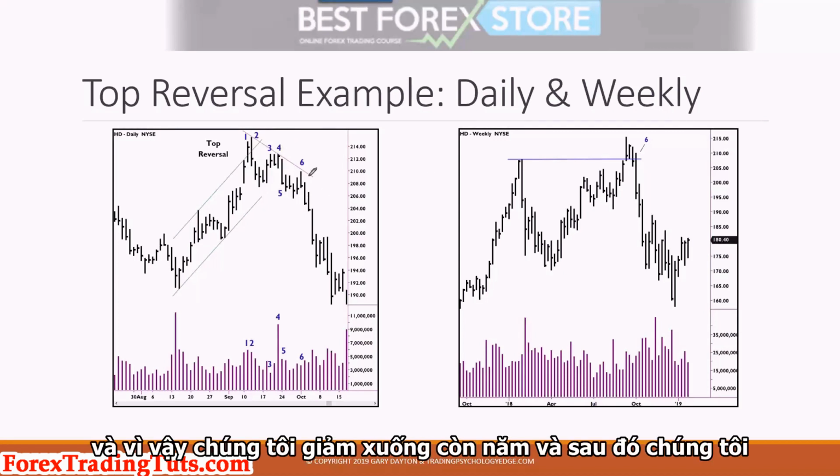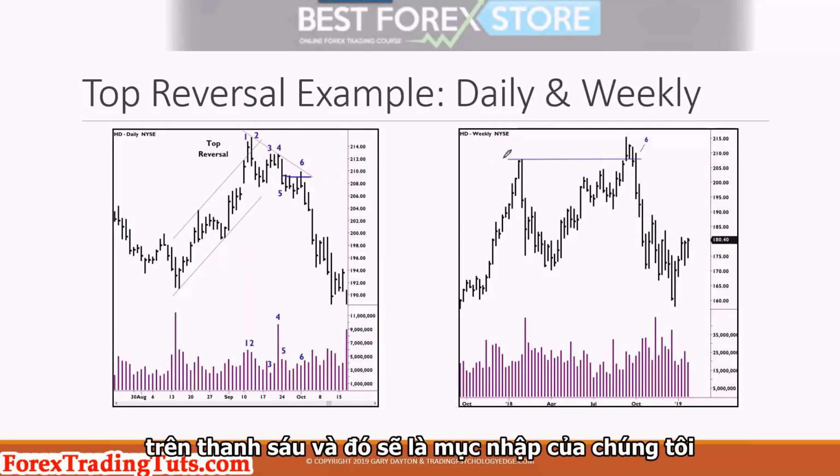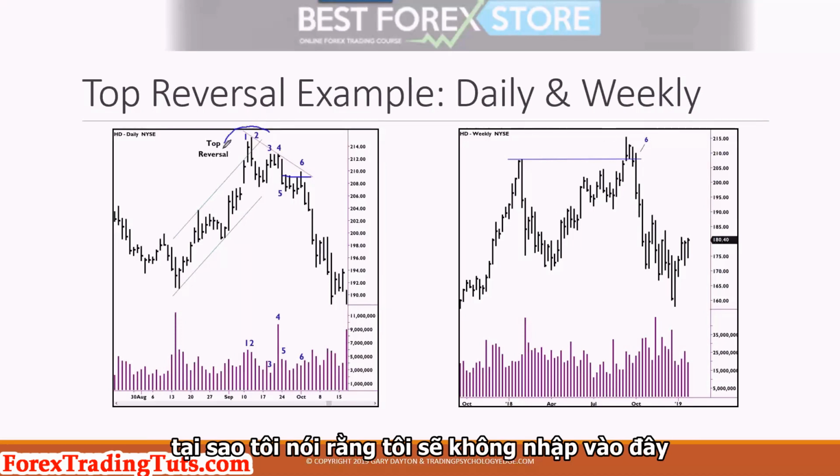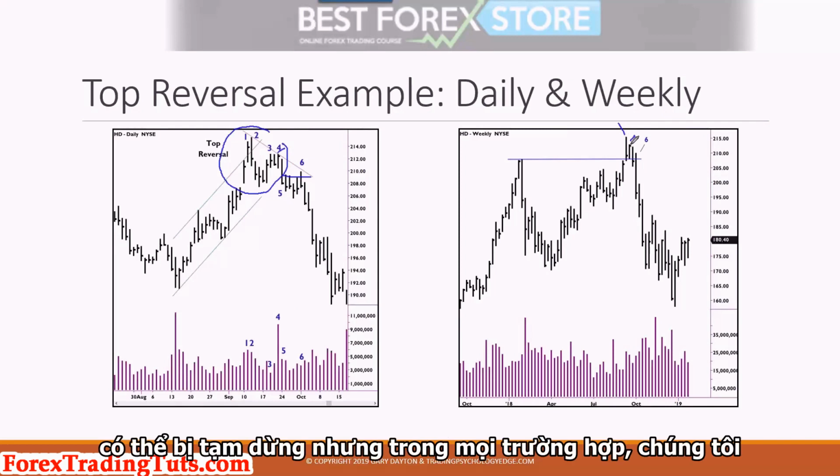And so we come down to 5, and then we get this hidden upthrust in here on bar 6, and that would be our entry. Why do I say I wouldn't enter in here? Well, because on the weekly, I might be up in here, but that bar 4 would have maybe given me pause.